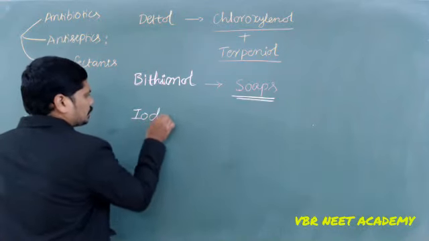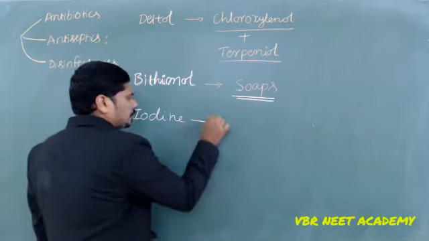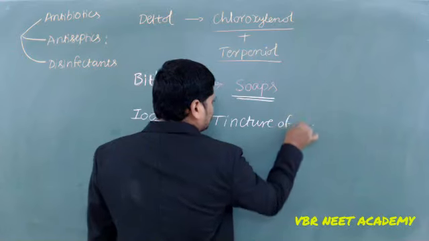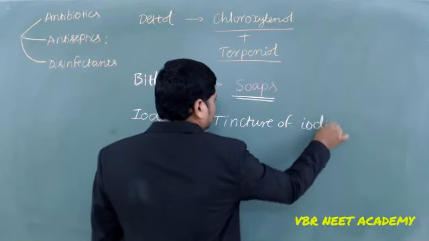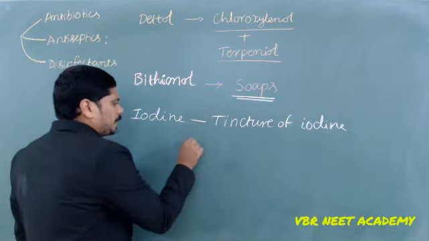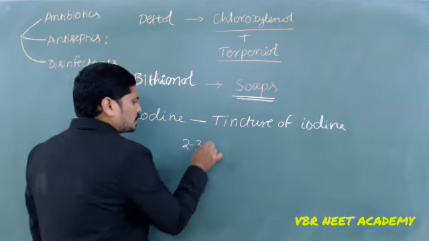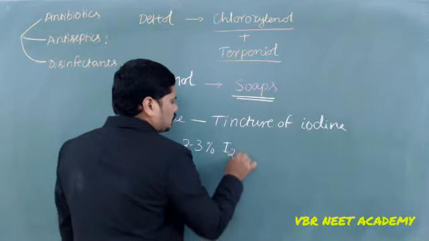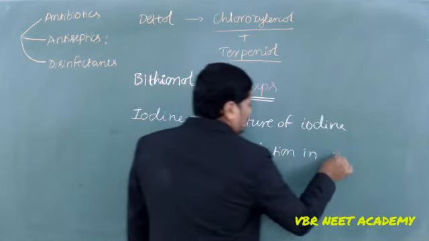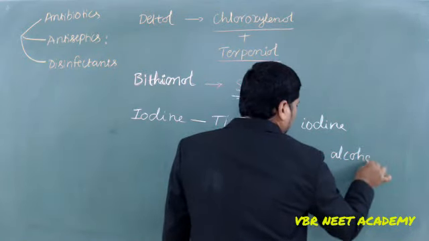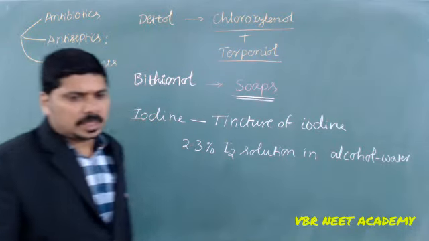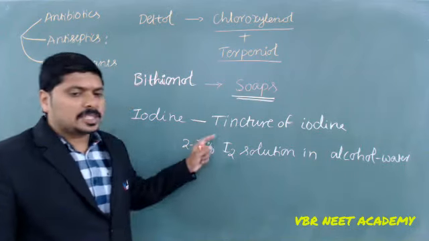Next one, iodine, which we call tincture of iodine. What is tincture of iodine? It is prepared as a 2 to 3% I2 solution in an alcohol-water mixture. That is called tincture of iodine.